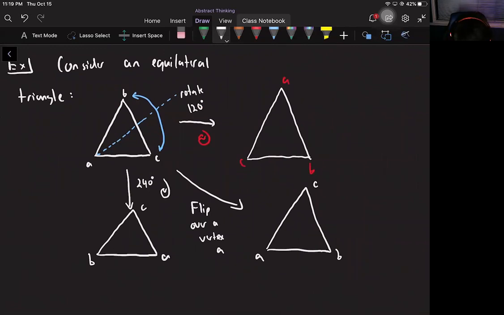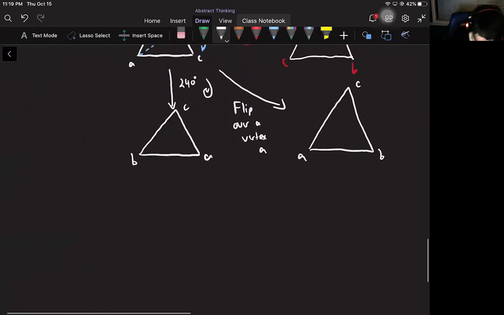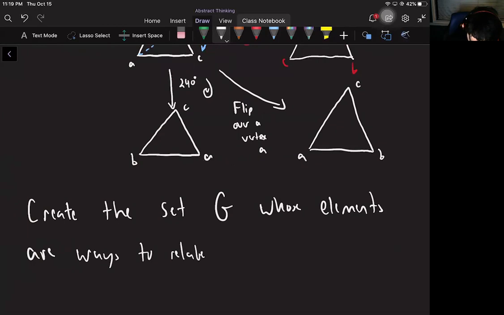now. So now we're going to use this idea to create a set. So create the set G whose elements are the moves that turn the triangle into itself but relabeled. So basically, whose elements are ways to relabel the triangle.